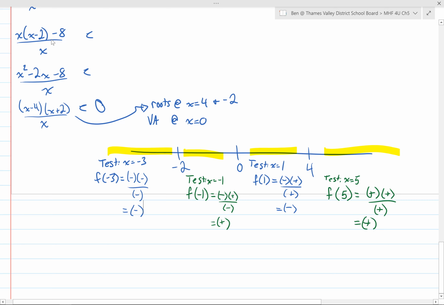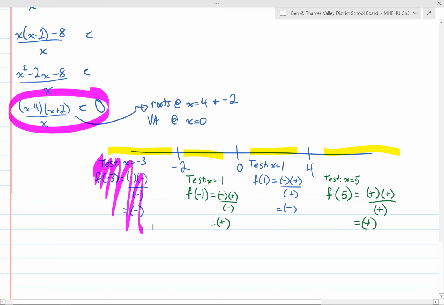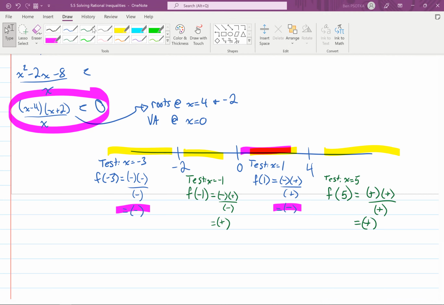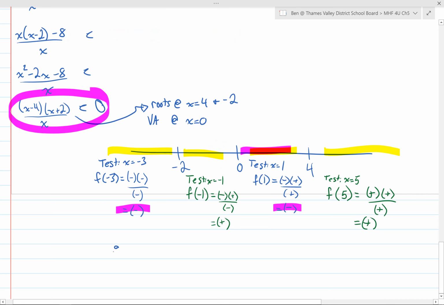Good, so we should be able to see here that our function is going to be less than 0, that's what we're trying to find, right, where it's negative, and that is in the interval from negative infinity to negative 2 here, I can see that it's negative, and from the interval from 0 to 4, I can see that my function is negative. So my solutions should be therefore from negative infinity to negative 2, union with from 0 to positive 4.